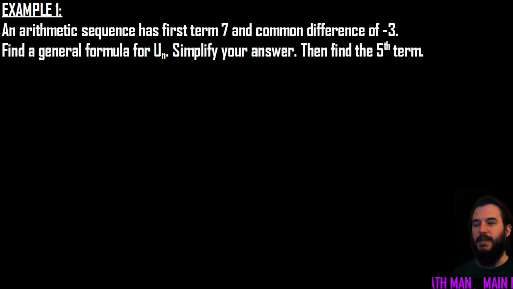And so, for example, in the first one, it reads like this. It says an arithmetic sequence has first term 7 and a common difference of -3. Find a general formula for u sub n, simplify your answer, and then find the fifth term. So we've got a couple of objectives, super simple.